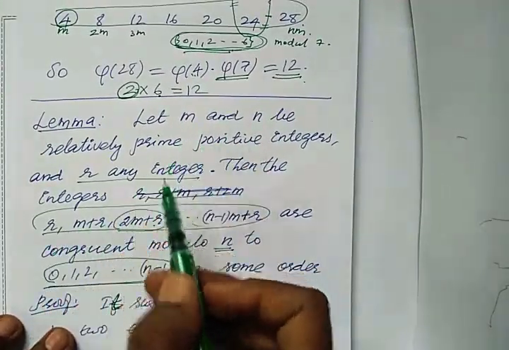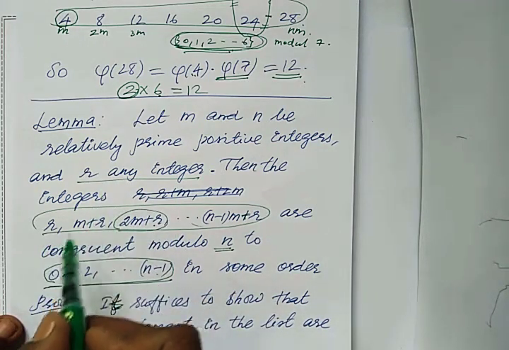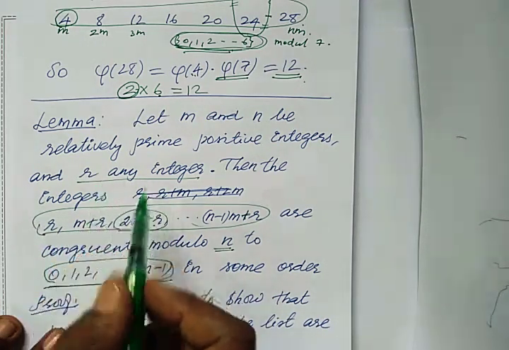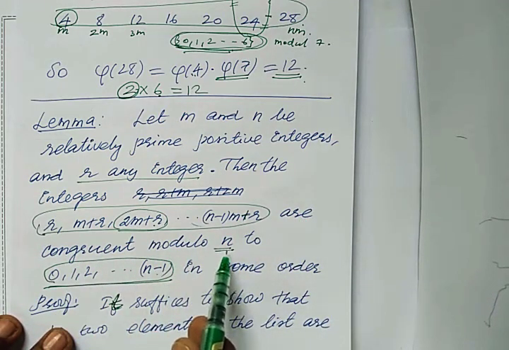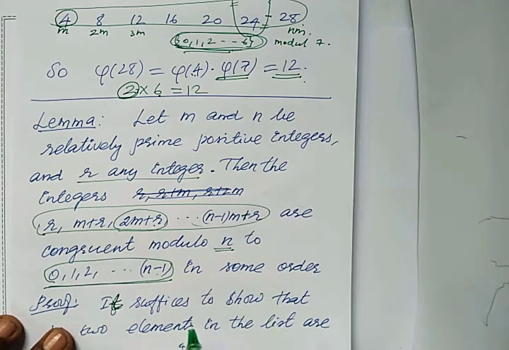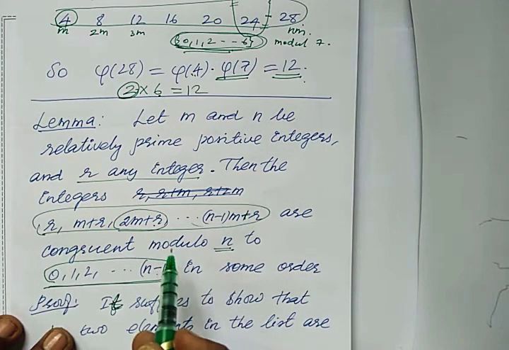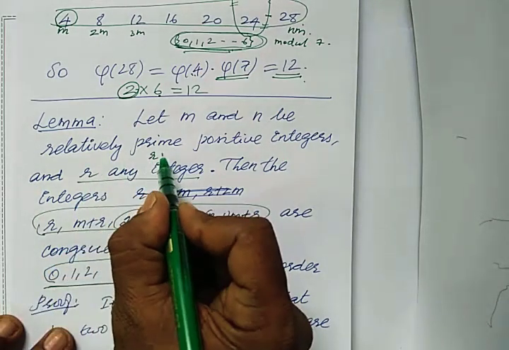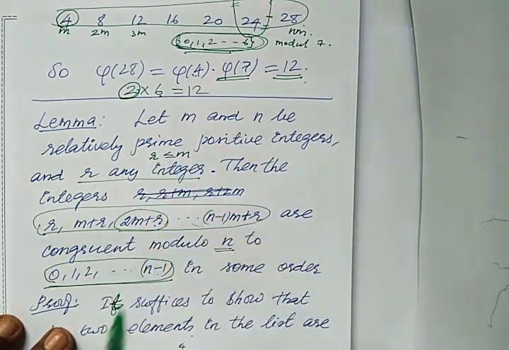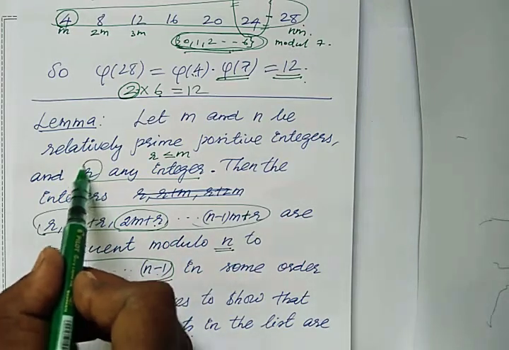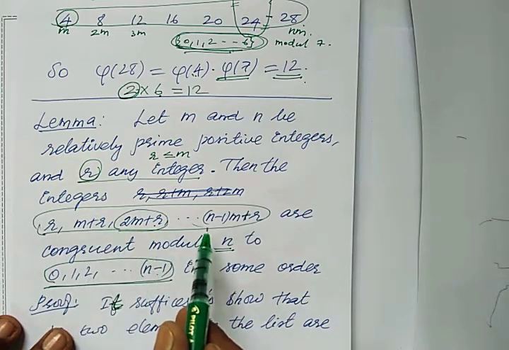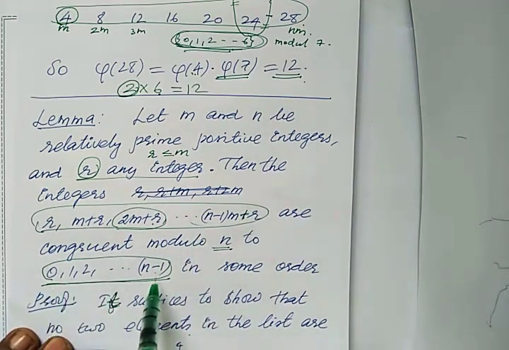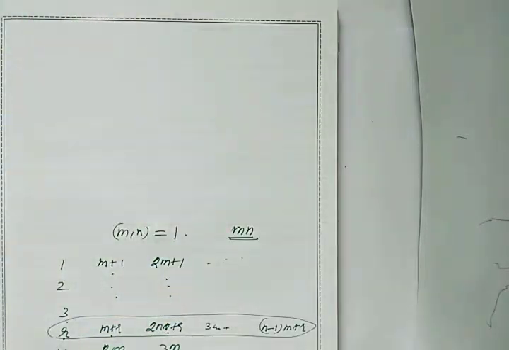If m and n are relatively prime, and if we take any integer r, then these numbers are congruent modulo n to these numbers in some order. Let r be less than or equal to m. That means I am taking this number in the first column. Then these numbers will leave distinct remainders when we divide by n. And we saw that one.